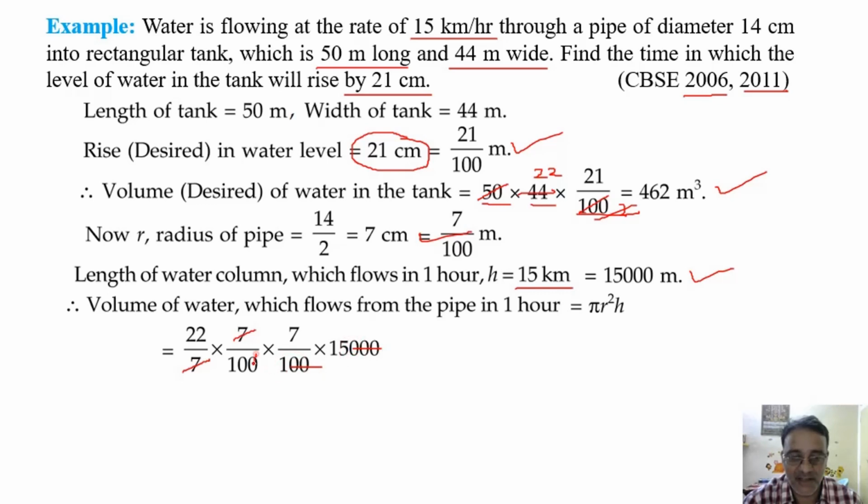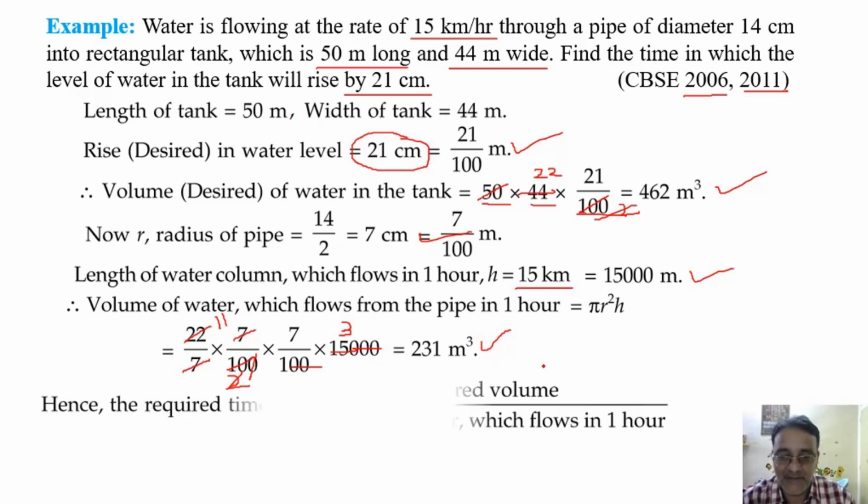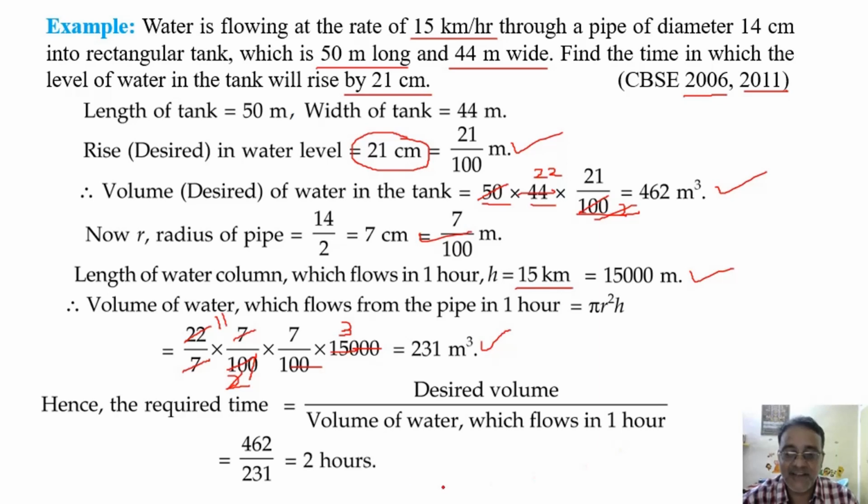Here the 2 and here the 1, and this 2 can again be cancelled. So 11 into 21, okay, so we'll get 231 meter cube. Now the time taken is equal to the volume of water in the tank divided by the volume of water that flows from the pipe in 1 hour. That is 462 upon 231. We'll get 2 hours. Any doubt?